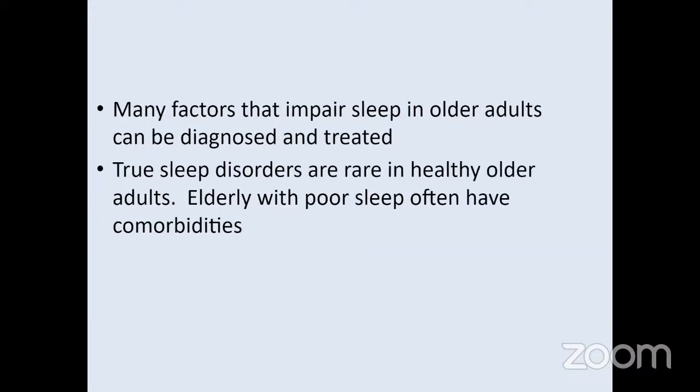So many factors that impair sleep in older adults can be diagnosed and treated. And true sleep disorders are rare in healthy older adults, and elderly with poor sleep often have comorbidities. So the physiological changes that occur with age are not considered to be a sleep disorder, and a true sleep disorder usually occurs in elderly who have comorbid conditions.